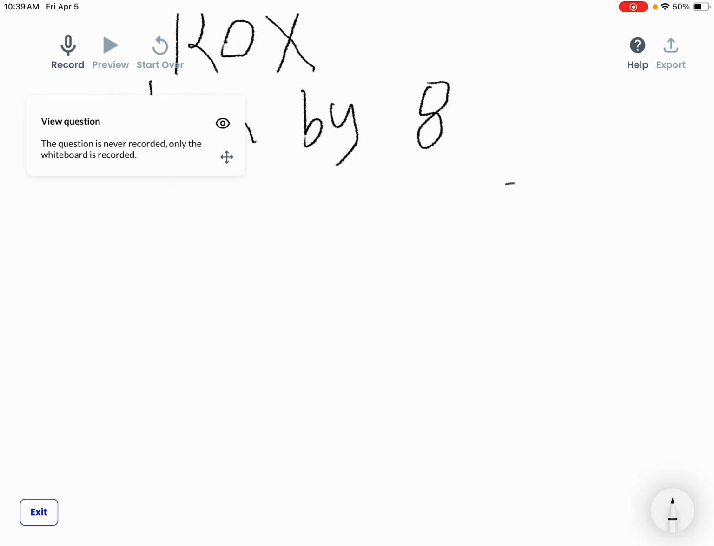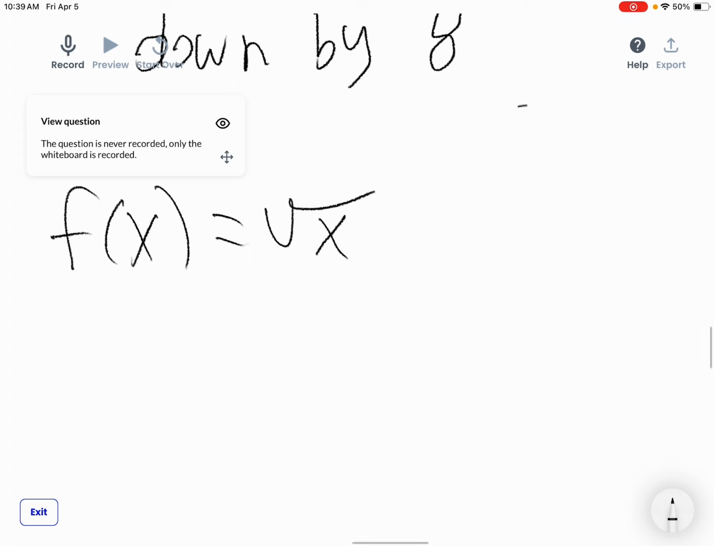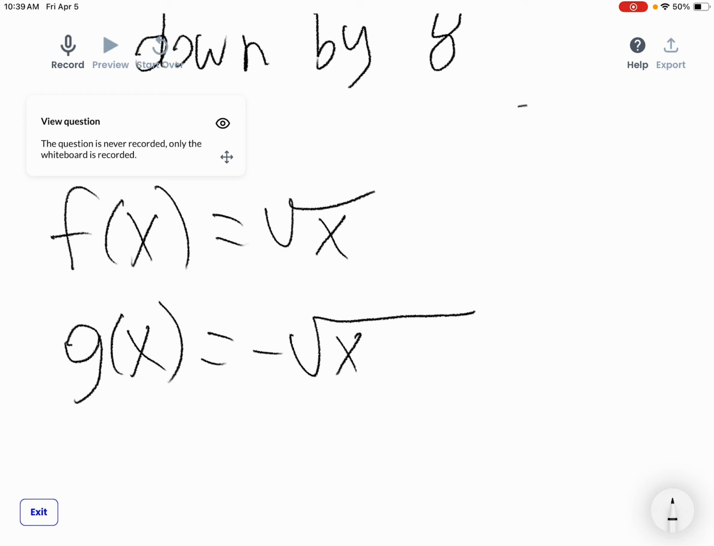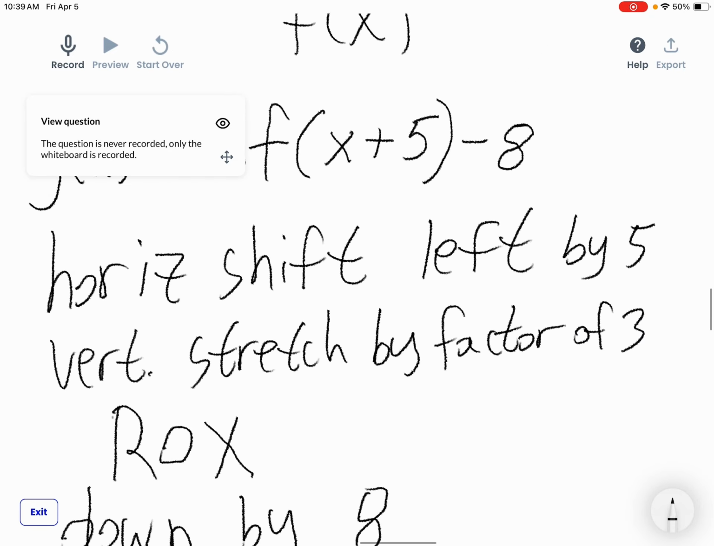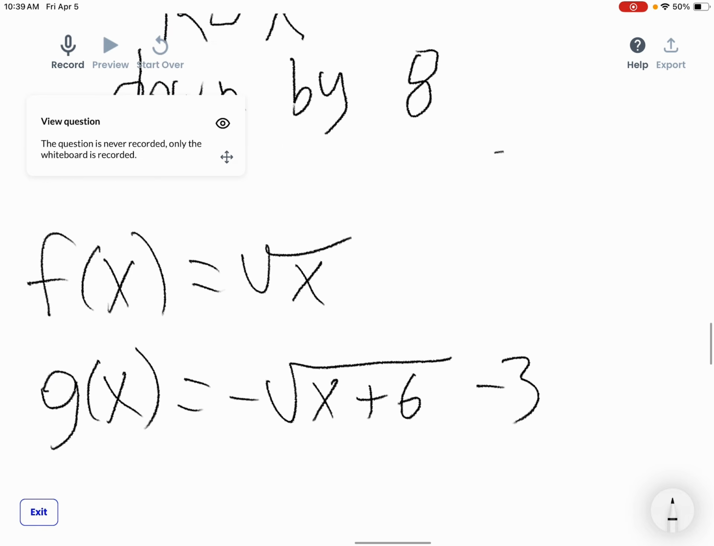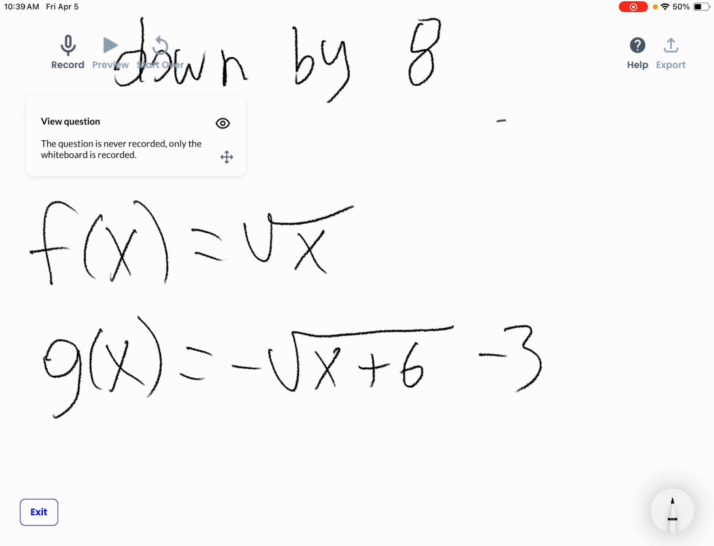Let's say we start with an actual function, which is, let's say, the square root of x. So let's say we start with f of x equal to the square root of x, and then we have some transformation done to f of x, and we end up with g of x. So g of x is now going to be equal to negative the square root of x plus 6 minus 3. So this first one was just in terms of some arbitrary function f of x. This one, we actually know the function f, which is the square root of x, and we're doing transformations to end up with g of x.